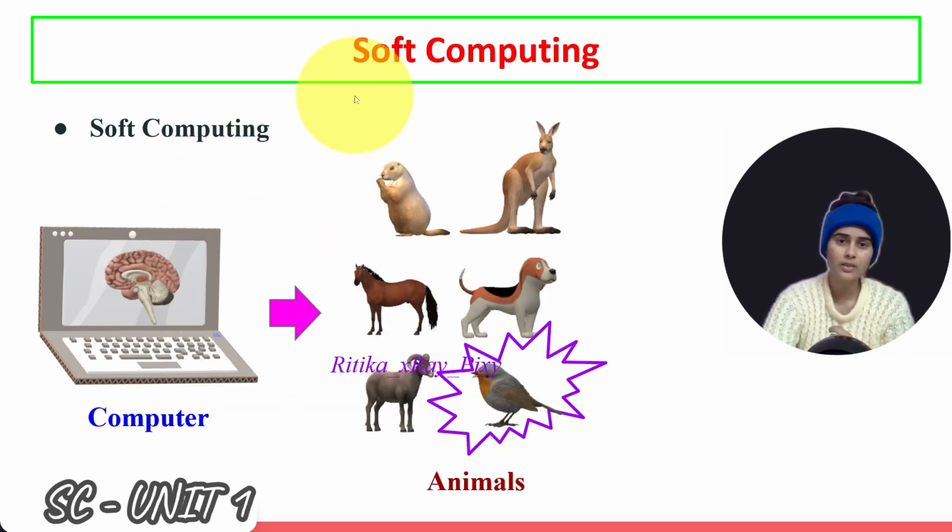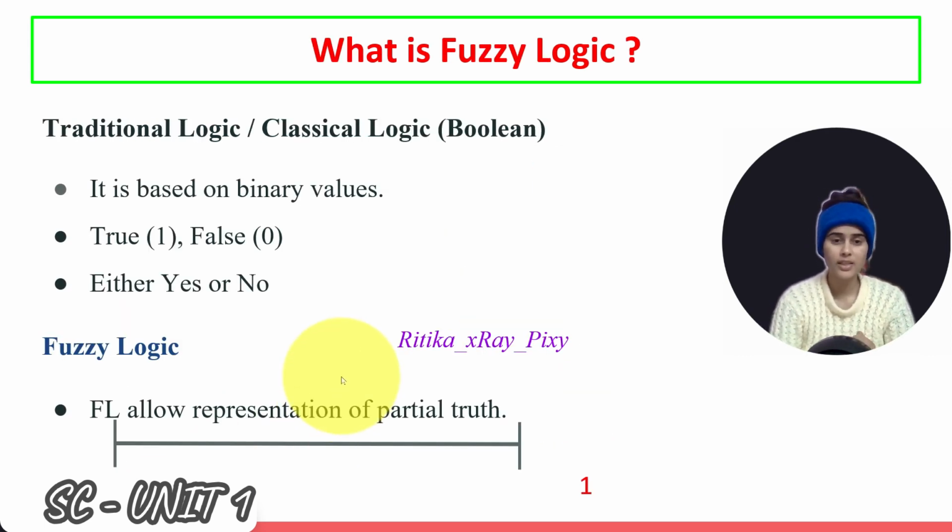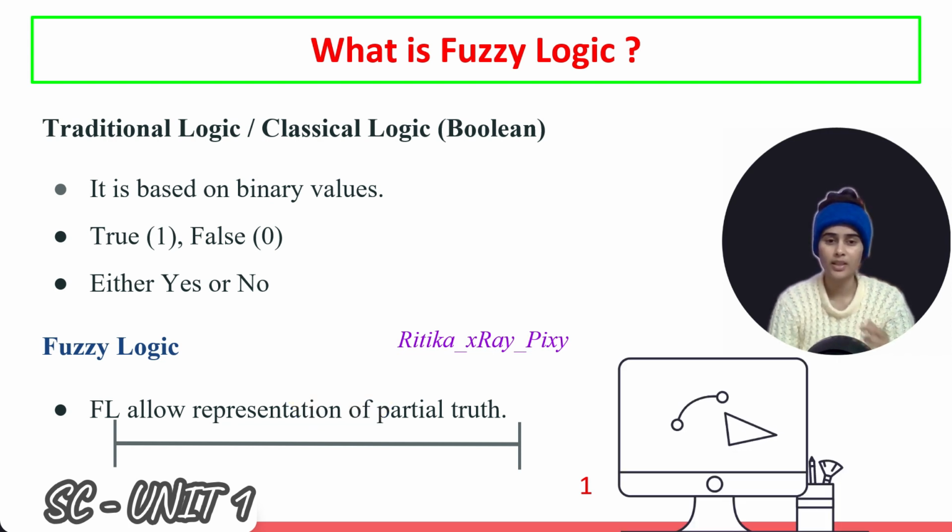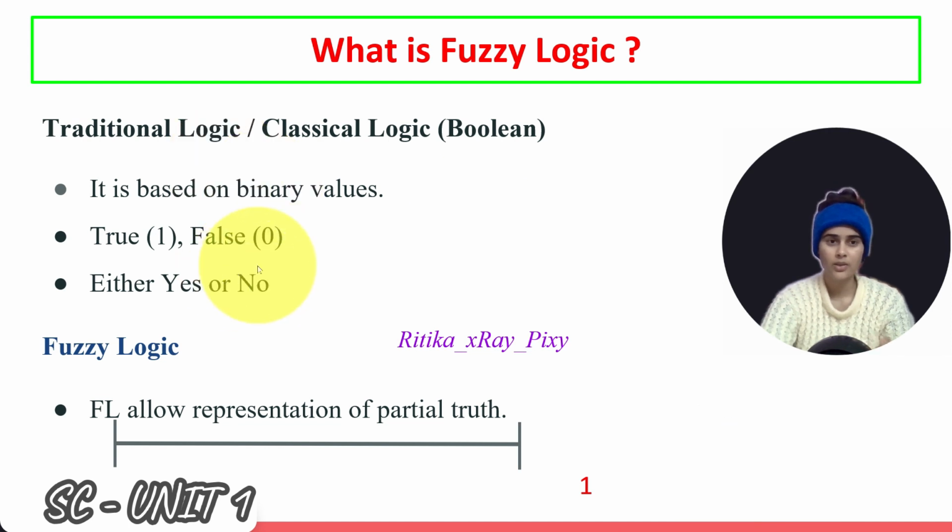For example, we are trying to teach a computer to recognize different categories of animals. Soft computing allows the computer to learn and make decisions even if information is a bit fuzzy or not 100% clear. Using soft computing techniques, we can solve problems that are difficult to address using traditional methods. Now next we have what is fuzzy logic. So first we have a little difference between traditional logic and fuzzy logic.